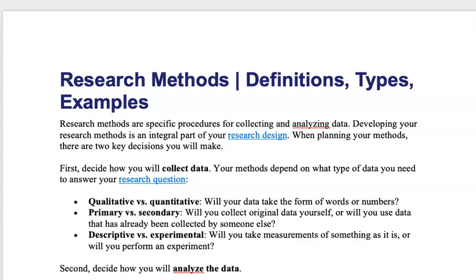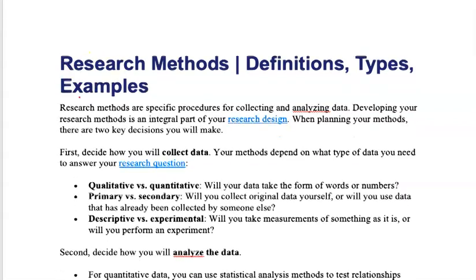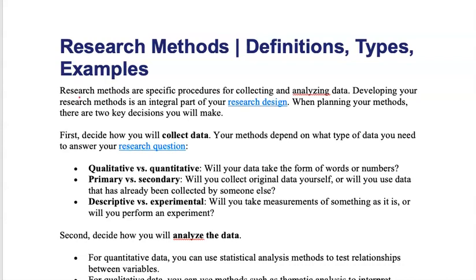Hello friends, today we are going to discuss research methods. What is its definition, what are the different types of research methods, and what are different examples of research methods? So first of all, research methods are a specific procedure for collecting and analyzing the data. So this is the procedure for collecting and analyzing the data.